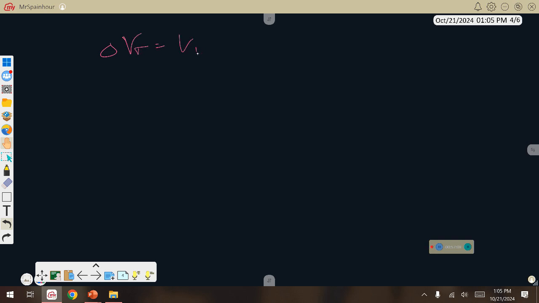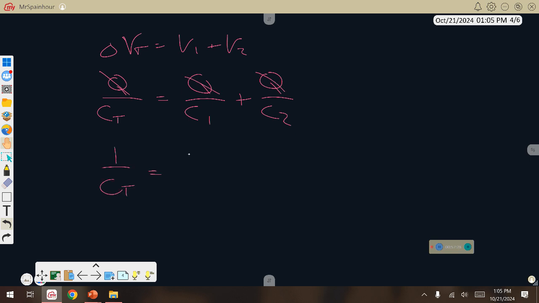Delta V total is equal to V1 plus V2. So this will be Q over C total equals Q over C1 plus Q over C2. And what are all the Q's going to do?